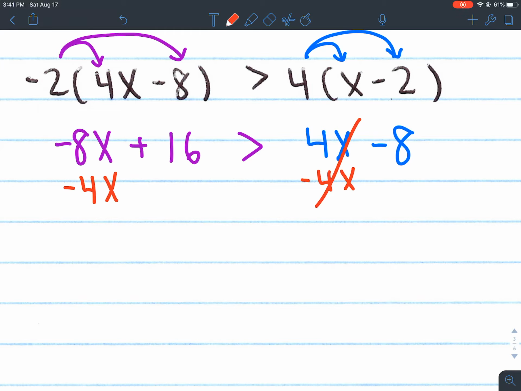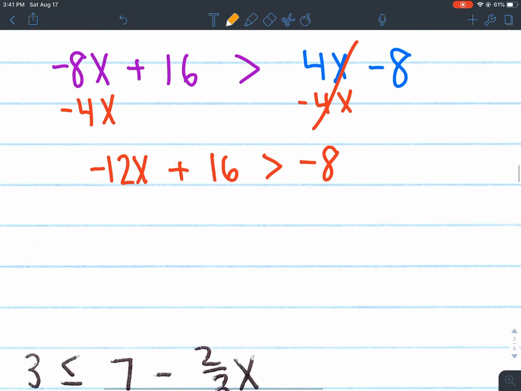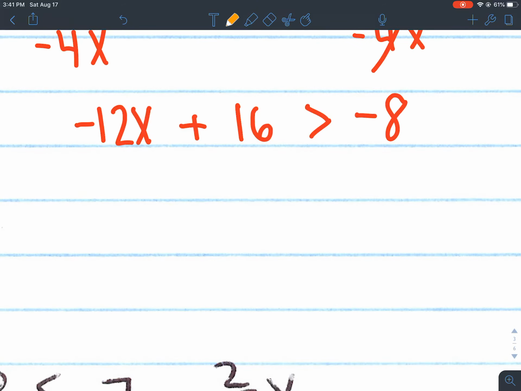Well, what's negative 8x minus 4x? Negative 12x. That's going to add 16 greater than negative 8. So don't forget that little negative sign. Some people like to drop that and forget about them, but he's still there. And then here I'm going to subtract 16 because I want my variable by itself. Oops, that's not a 16.